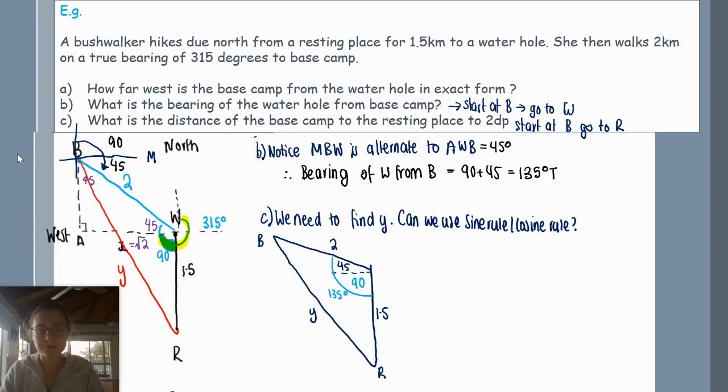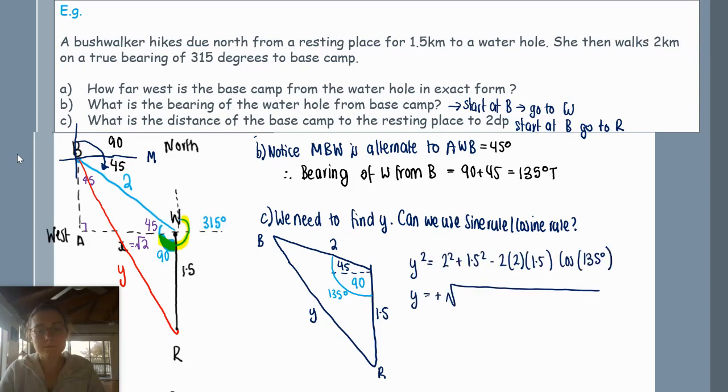Okay, let's use the cosine rule. So remember, y squared is equal to the adjacent sides squared, summed up. So y squared is equal to 2 squared plus 1.5 squared minus 2 times the adjacent sides, 2 times 1.5, times cos of 135. Put it in the calculator and let's compare our answers. I got 3.239, or because we needed it to 2 decimal places, I should write it as 3.24 kilometers.